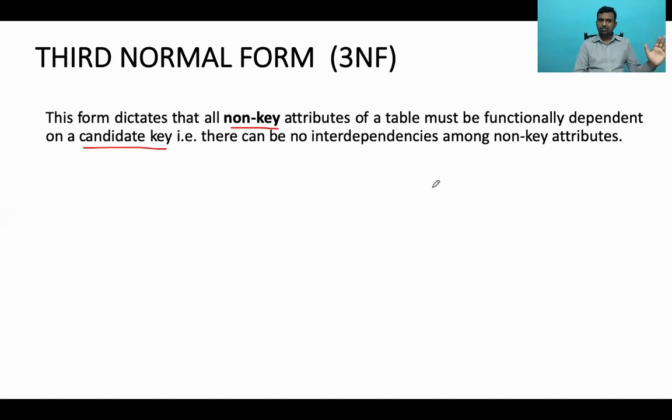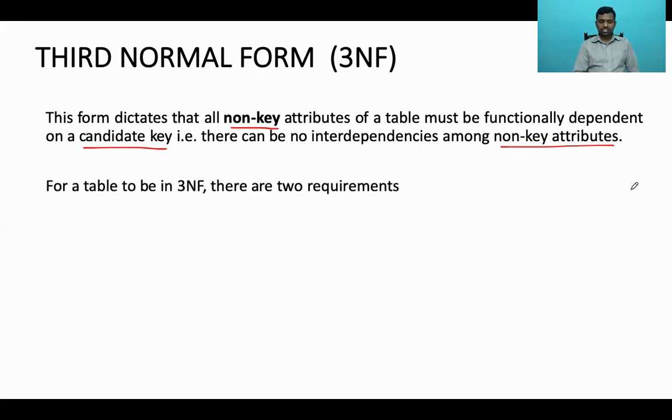In second normal form, what we have seen is that all the non-key attributes must be fully functionally dependent on all key attributes. Third normal form, no two non-key attributes can have a relationship, right? No interdependency among non-key attributes. The non-key attributes cannot have interdependency. If it is there, then it is not said to be in third normal form. Okay, let us go ahead.